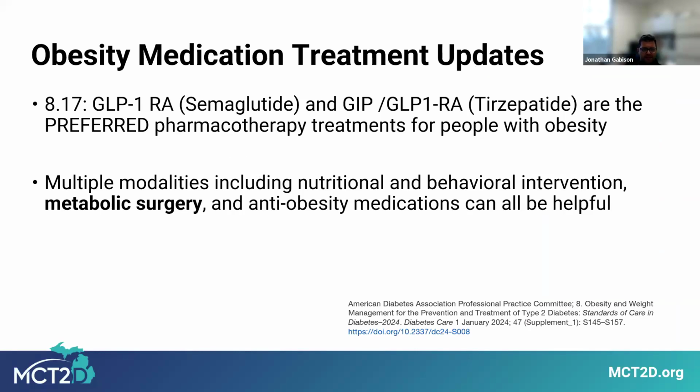The standards updated medication treatment, specifically by listing subcutaneous semaglutide and tirzepatide as preferred pharmacotherapy treatments for people with obesity. And it also expanded its section on metabolic surgery as an option for people with diabetes and obesity.